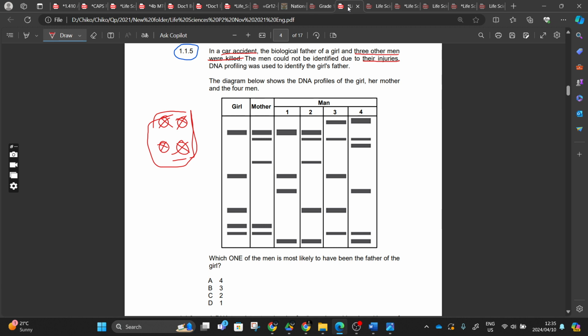And then here's the thing. But the men could not be identified due to their injuries. But DNA profiling was used to identify the girl's father, right, amongst these. So we are not sure if the girl was the driver. We can say this one man 1, and then man 2, man 3, man 4. So here we are not sure whether man 1, maybe they crashed or something, right? So we are not sure.